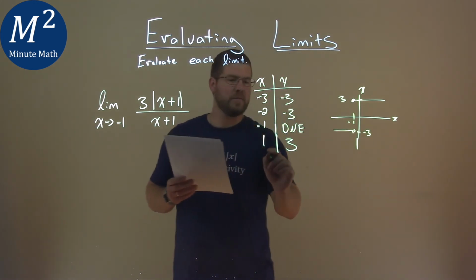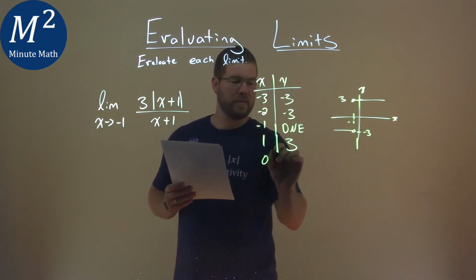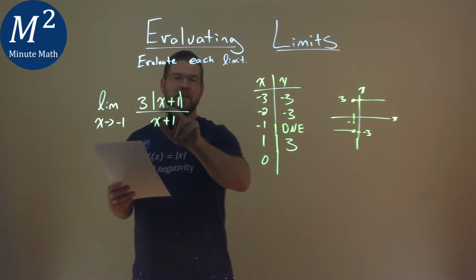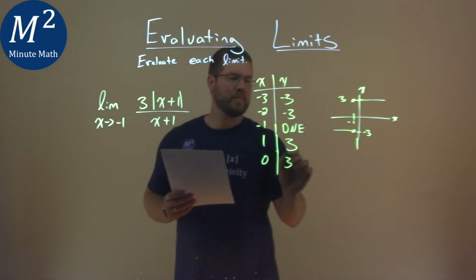Oh, I guess I could have shown 0 here to make it a little easier for you. For 0 here, 1, and then 3 up top, and then divided by 1 is 3. Skip that one. Sorry.